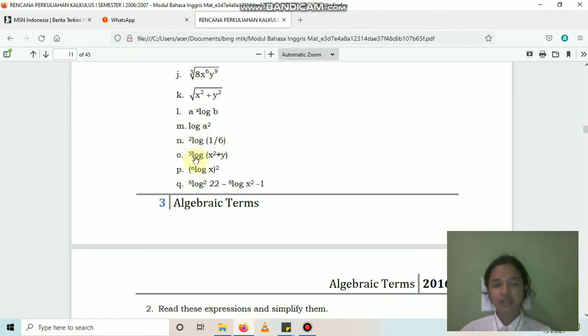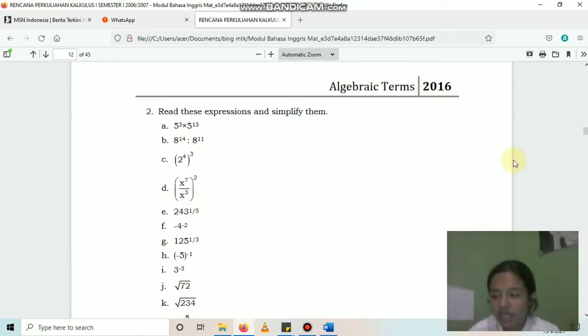Next, log x squared plus y to the base of 5. And next, log x to the base n, all the square. Next, log squared from 22 to the base of 6 minus log x squared minus 1 to the base of 6.